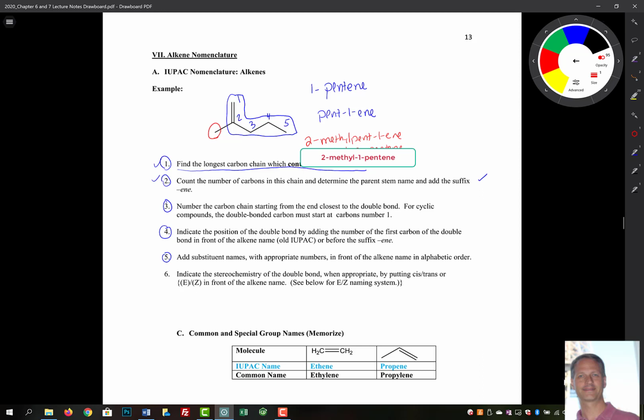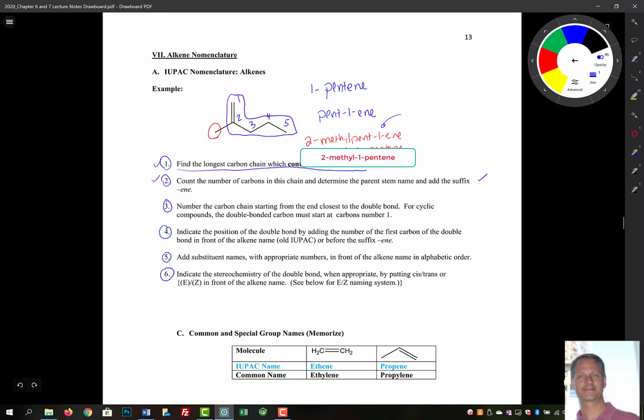Either are acceptable. There's an advantage to the numbering and the suffix here that we'll see later on when we get more than one functional group on a molecule. So if you have a double bond, for example, and an alcohol, they're called ene-ol. So putting the numbers on the end is helpful because it gives you a location of the double bond and the alcohol. Now this next one is we need to indicate stereochemistry of that double bond, when applicable.